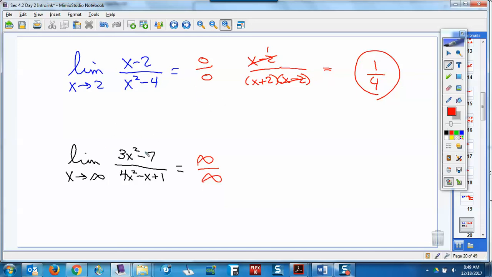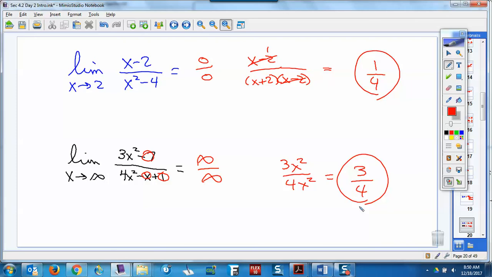But in this case, these don't matter. High powers dominate. This is essentially 3x squared over 4x squared. The x squareds cancel. This is 3/4. There you go. Okay, 2 potential quiz questions just like that right there.